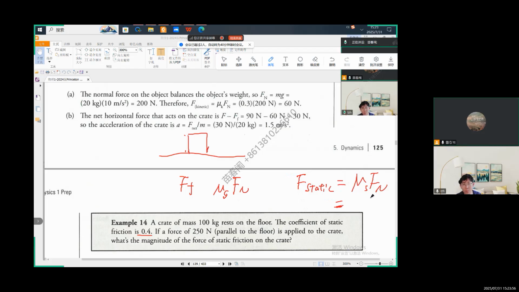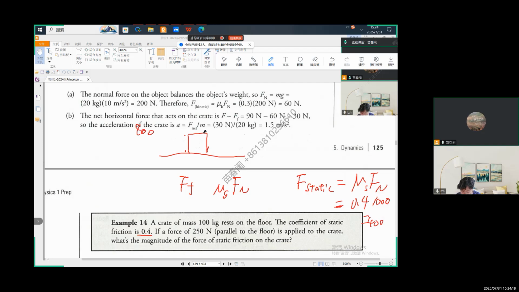What is the mu? That's just 0.4 times the natural force. That's just gravity times... which means 100 times 10, which is 1,000, right? Which is 400, right? Which means the maximum you can provide is 400 Newton. If you don't give me 400, I don't move.